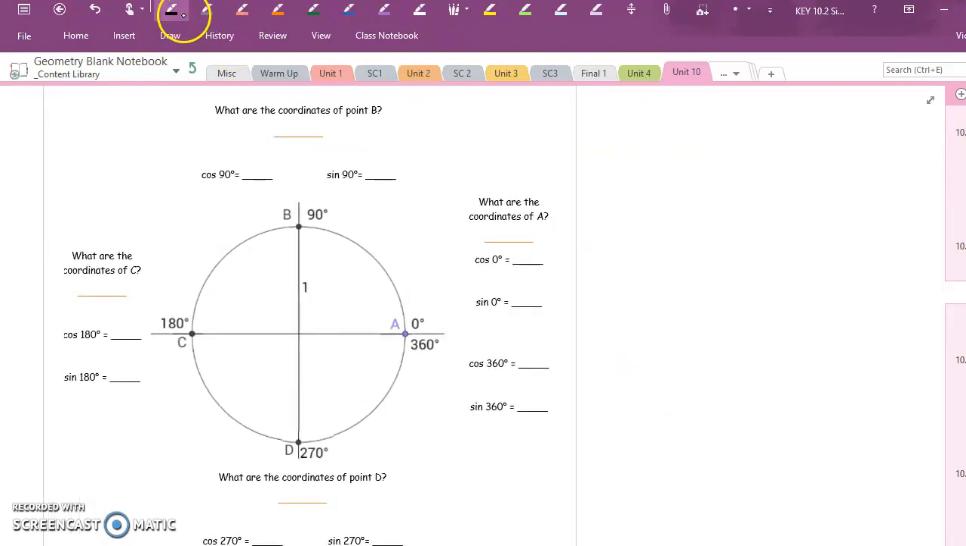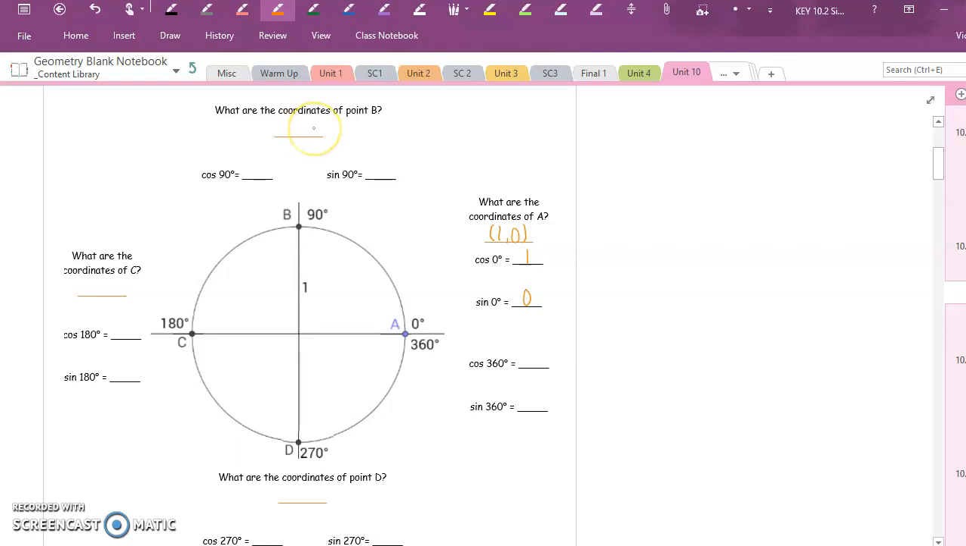It says, what are the coordinates of A? We know that on the unit circle, it's just within the boundaries of 1, 0, 0, 1, negative 1, 0, and 0, negative 1. So we know that coordinate A is going to be at 1, 0. It goes cosine and then sine. So therefore, cosine of 0 degrees is 1 and sine of 0 degrees is 0.